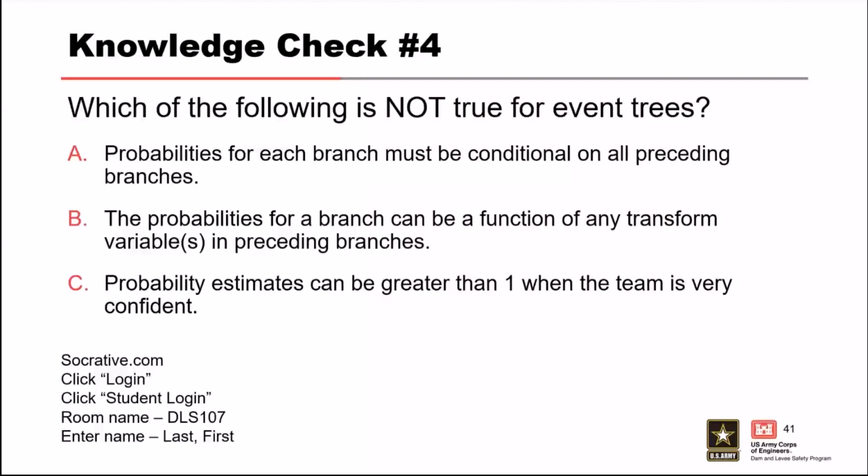Number 4. So our question for knowledge check number 4 is, which of the following is not true for event trees? A is that probabilities for each branch must be conditional on all preceding branches. B, the probabilities for a branch can be a function of any transform variable or variables in preceding branches. Or C, probability estimates can be greater than 1 when the team is very confident. So go ahead and answer that question, and we'll get a verbal cue when we have a critical mass of responses.